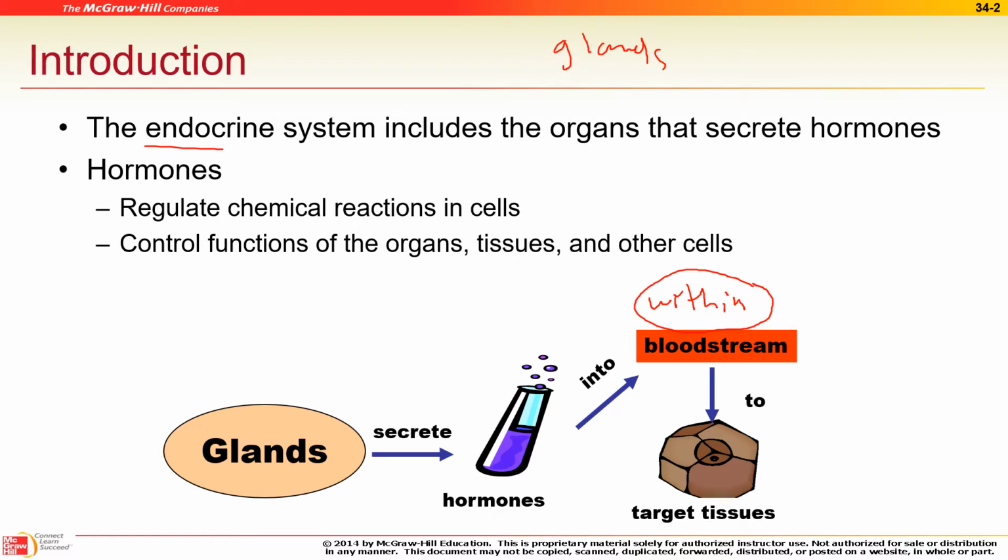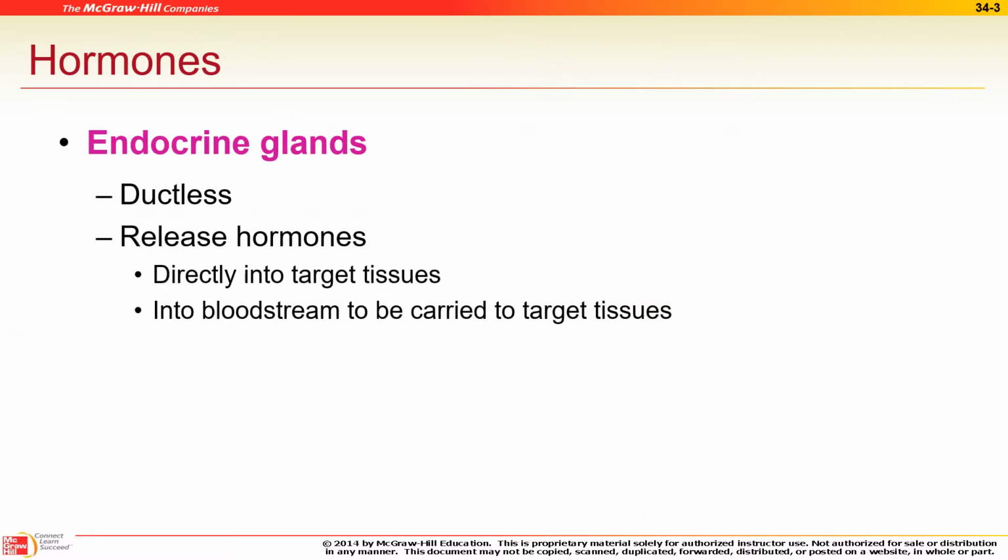And this is to oppose exocrine glands. Those are like your sweat glands and your digestive enzymes. They don't go into the bloodstream. They just enter or go to the target tissue via a duct. So endocrine enters the blood, so they're ductless.